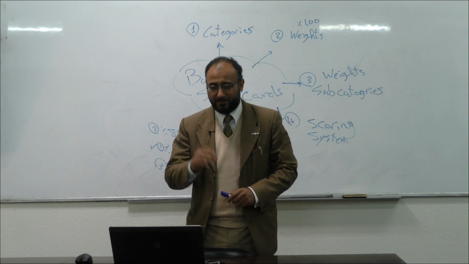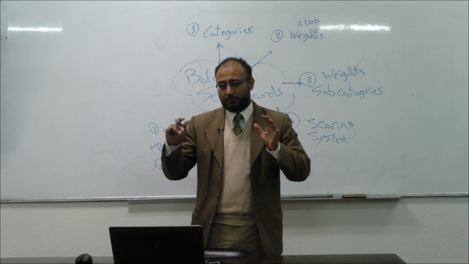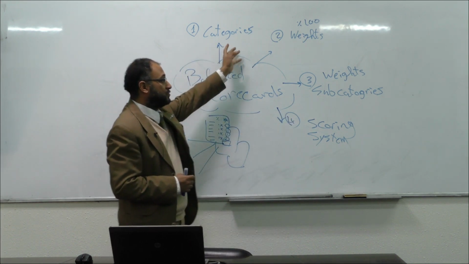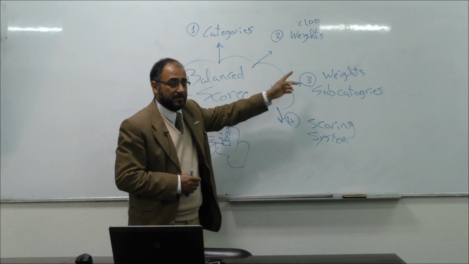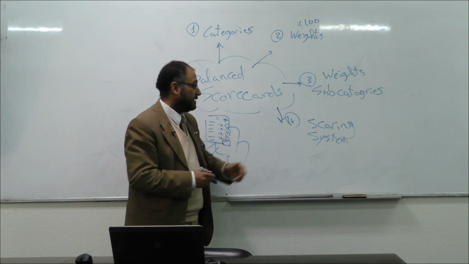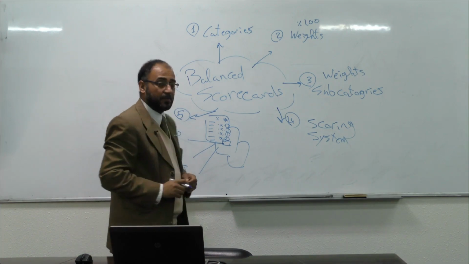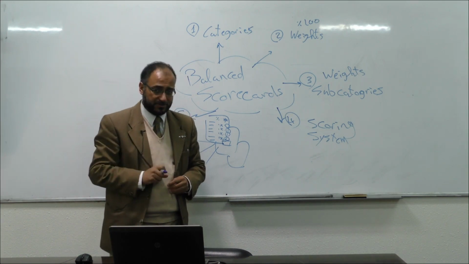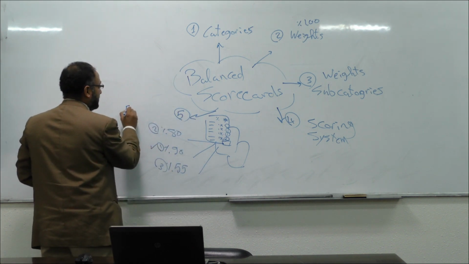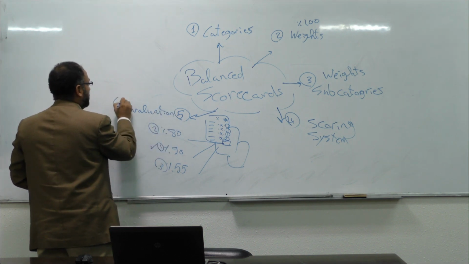We still have 3 steps when we are constructing our scorecard. We talk about having the categories, having the weights, having the subcategories and the subweights. We have the scoring system. Number 5, we go for the calculations, the assessment, the evaluation. So here we have the evaluation, or we have the calculations.